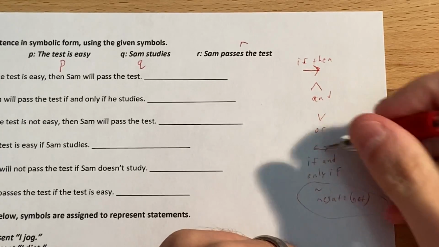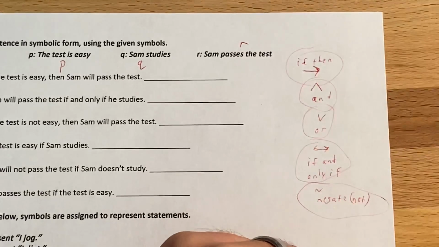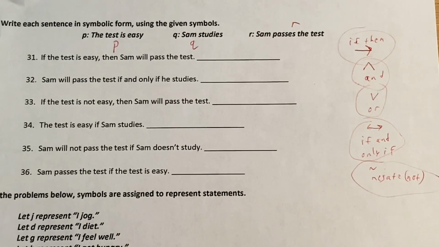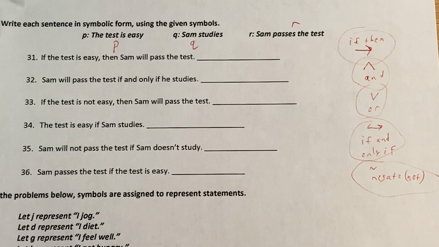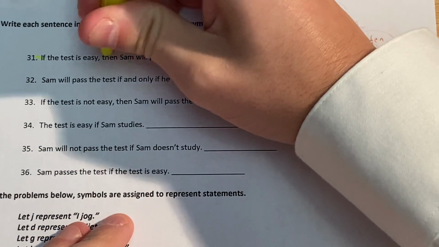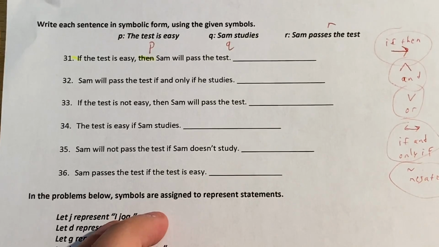So those are the symbols we've gone over. I'm going to be using one or more of these symbols in each of these questions. I don't know if I'll use them all, but those are all the ones we did. So here we go. If the test is easy, then Sam will pass it. So I am seeing an if-then. That does mean that I'm going to be using that arrow.